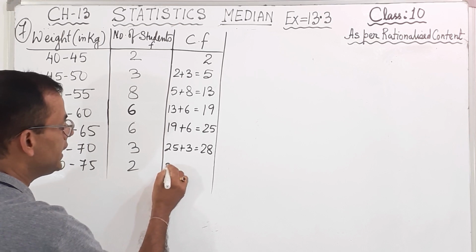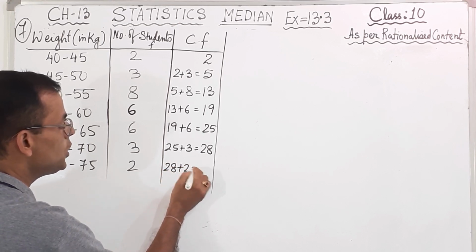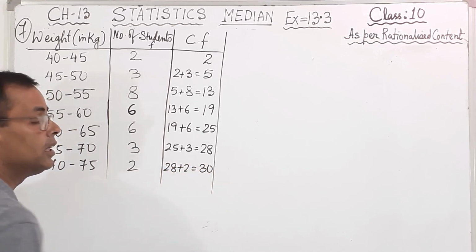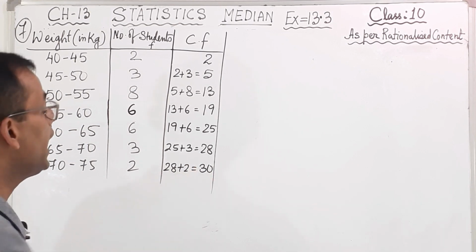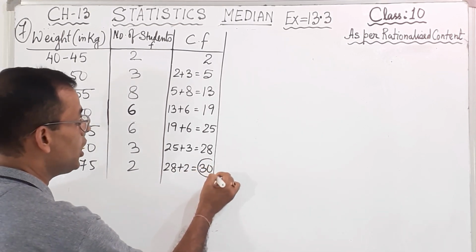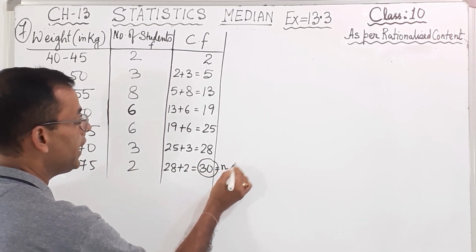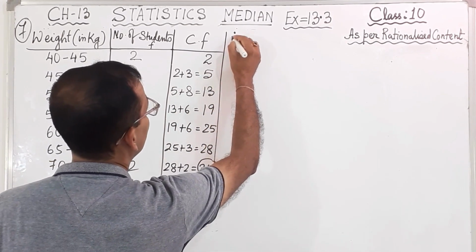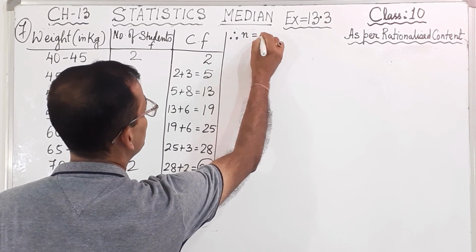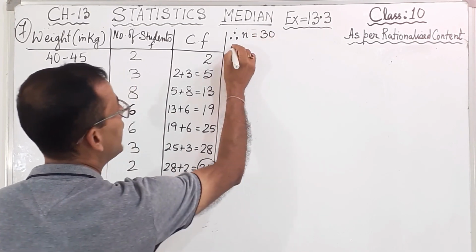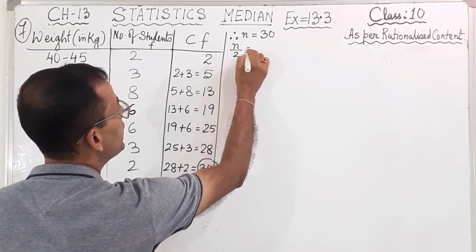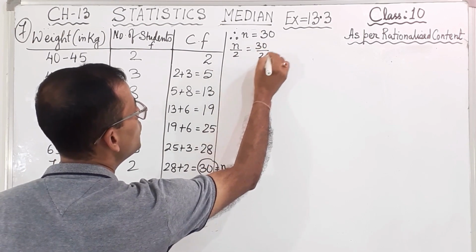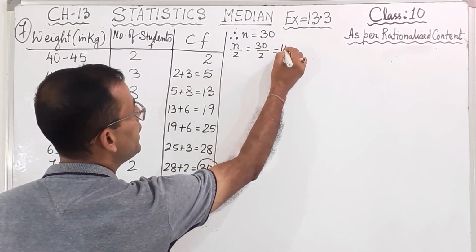28. Then 28 plus 2, how much comes? 30. So we got 30, and this is only called n, small n. Okay. So now we will write, therefore n is equal to 30, and then n by 2 is equal to 30 by 2. So if you cut, it will be 15.